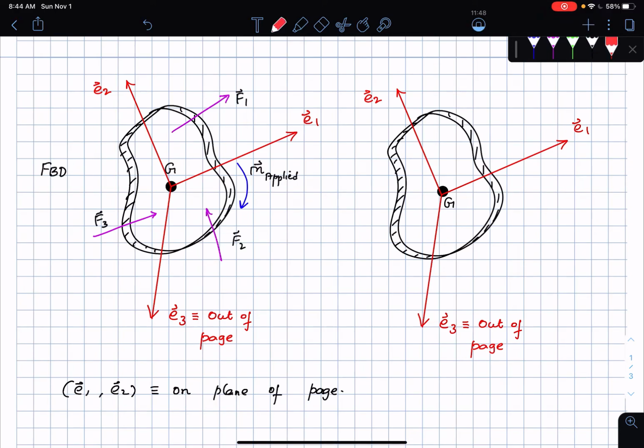Okay, so this is the FBD. And then here is the kinetic diagram, which I'm going to draw in a second. Okay, so this is the kinetic diagram. On the kinetic diagram, I'm going to mark first of all mass times acceleration of the center of mass. Okay, so this is mass times acceleration of the center of mass.